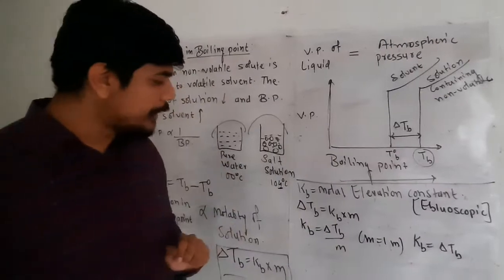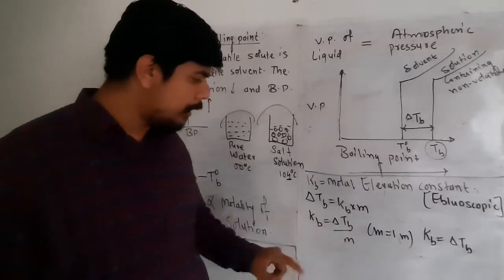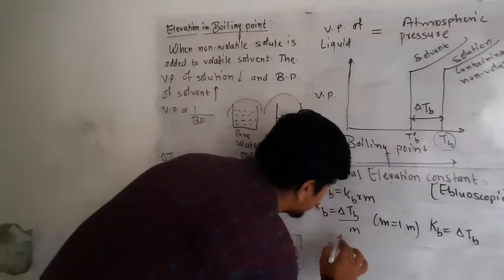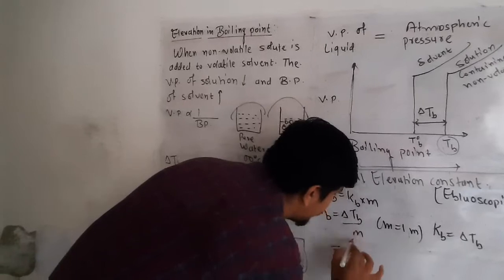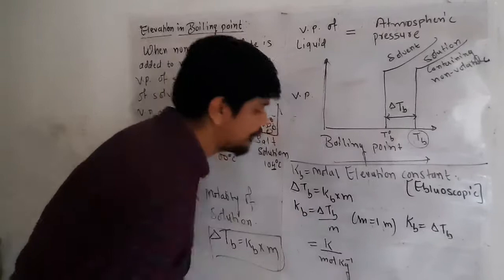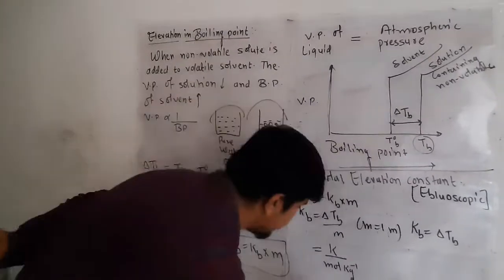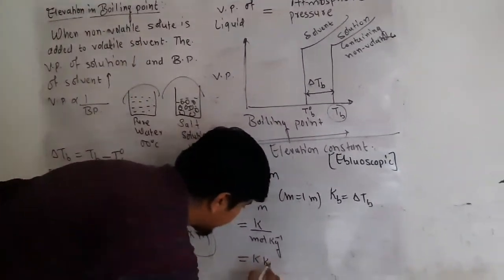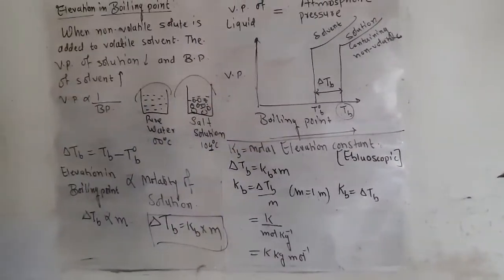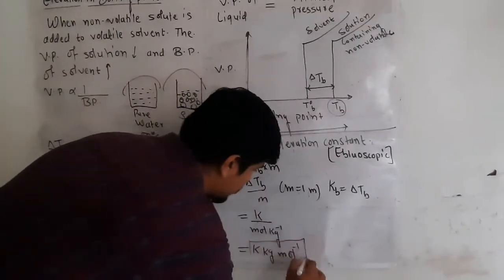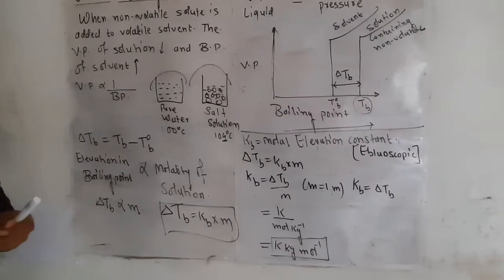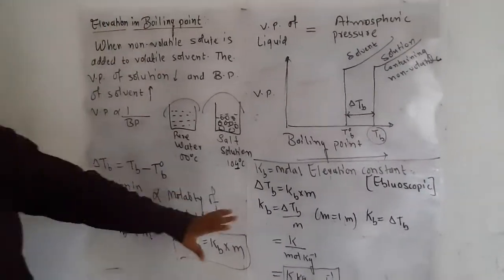Now what is the unit of Kb, the molal elevation constant? For delta Tb it is Kelvin. For molality it is mole per kg. So in the final we can write Kelvin kg per mole. This is your unit for Kb. So hope all of you understood this much.